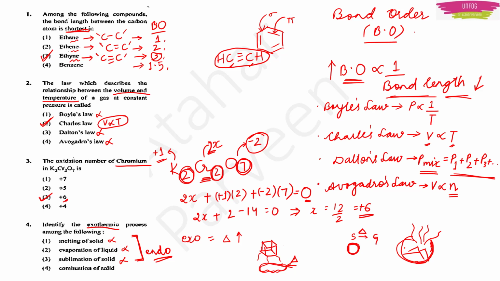It is very warm and very calming. But why are we feeling this warmth? Because it is releasing heat into its surroundings. Releasing heat means it becomes an exothermic process. So the answer is option number 4, combustion of solid.